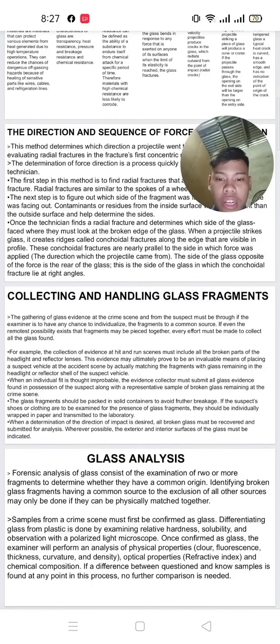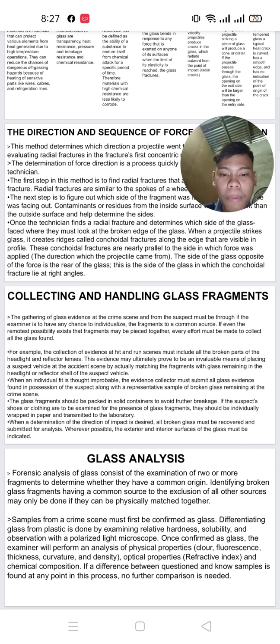Now on glass analysis. Forensic analysis of glass consists of the examination of two or more fragments to determine whether they have a common origin. Identifying broken glass fragments having a common source to the exclusion of all other sources may only be done if they can be physically matched together. Samples from a crime scene must first be confirmed as glass.